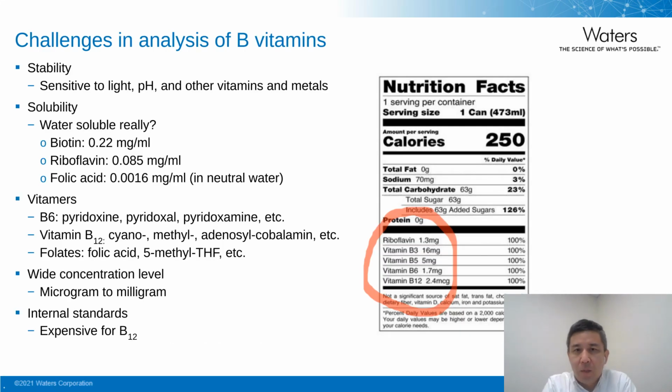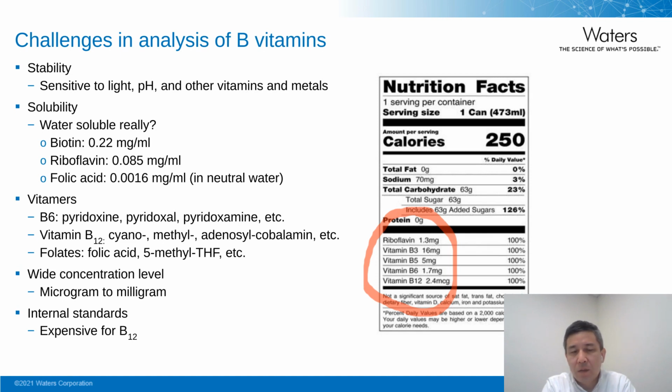The analysis of B vitamins is not easy. There are a number of challenges. First of all, B vitamins are not very stable. They are very sensitive to light and pH, and other vitamins or metals can also affect their stability. Under different pH conditions, some of them can degrade very fast.